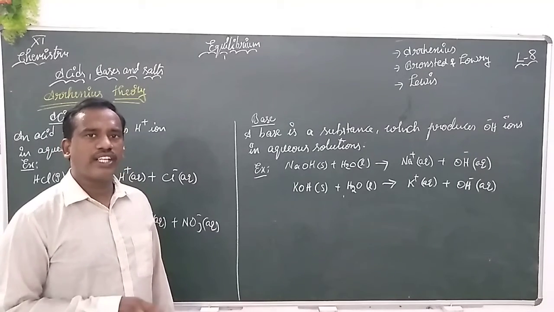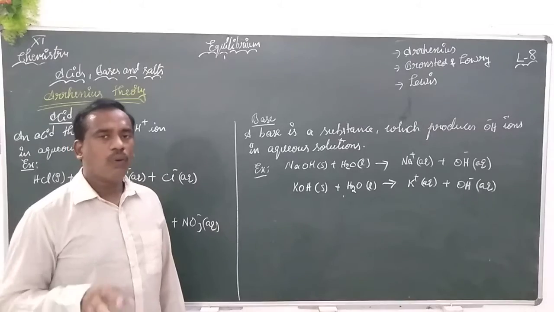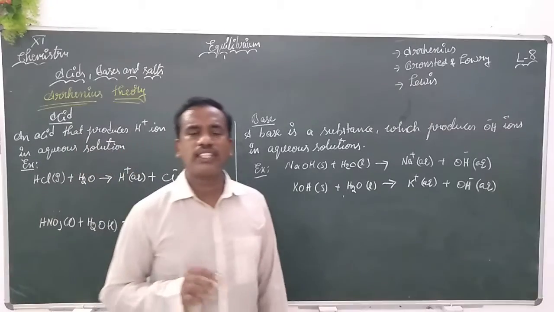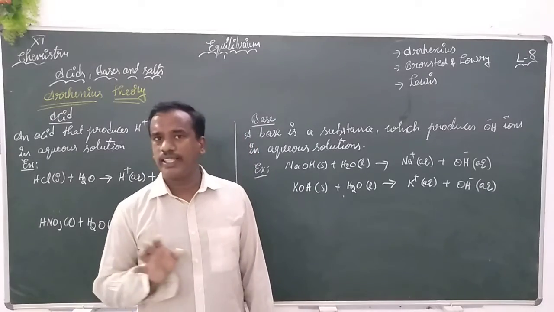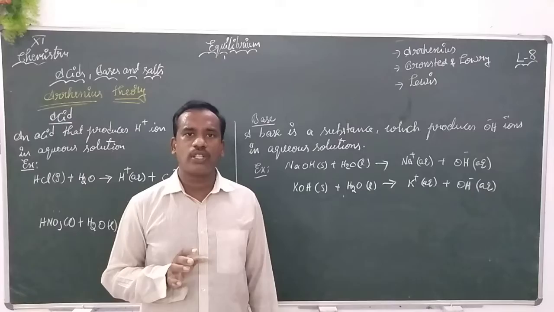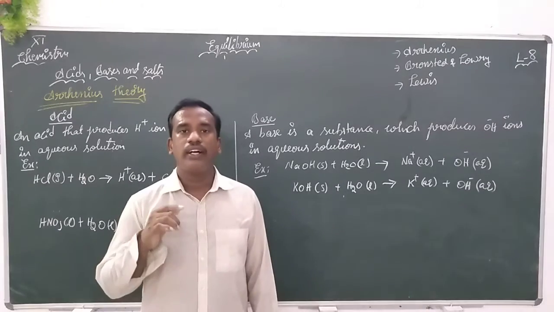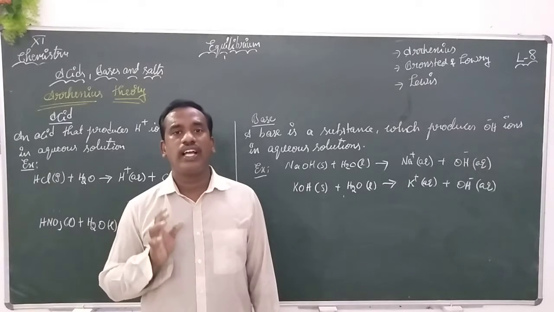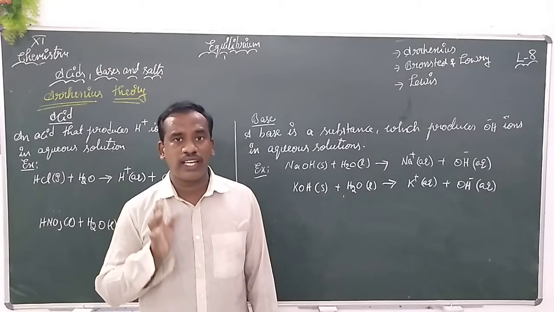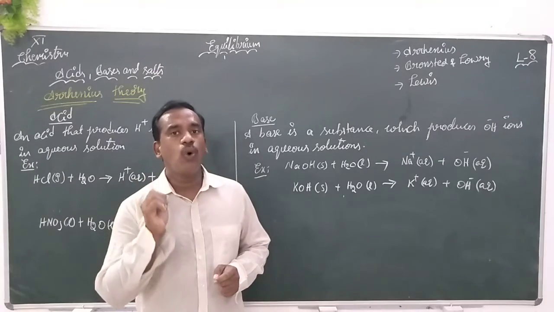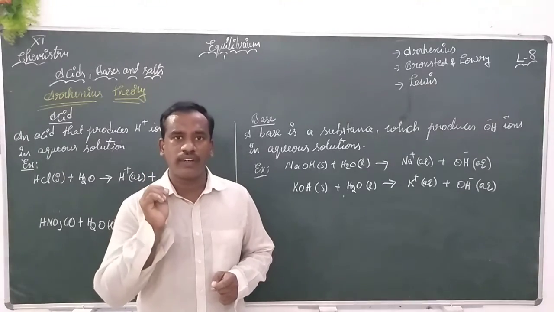What, according to Arrhenius, is an acid or a base? We know, generally, as we learn in the 10th standard also, acids are the substances that will produce H+ ions and bases are the substances that will produce OH- ions when they are dissolved in water. Is it not? What do acids produce, children? Acids will produce H+ ions when dissolved in water and bases will produce OH- ions when dissolved in water.